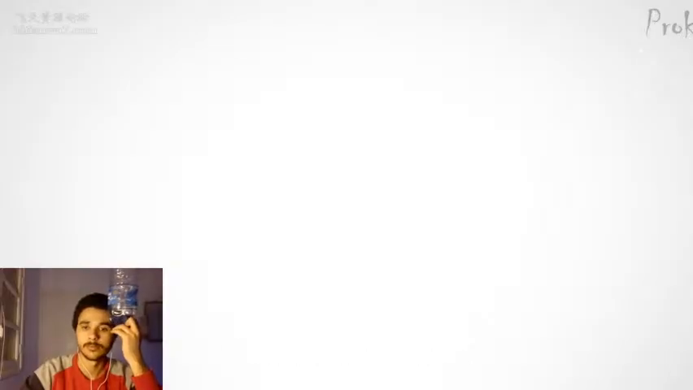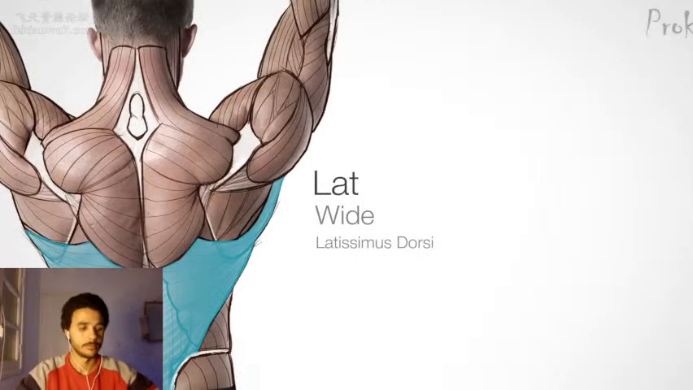Some words will describe the shape of the muscle. The root word lat means wide, like in latissimus dorsi.